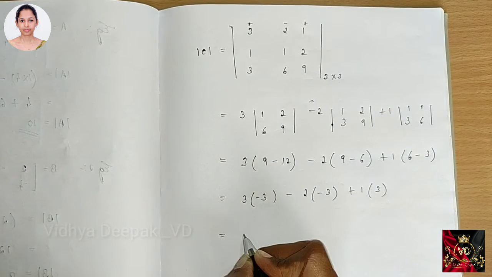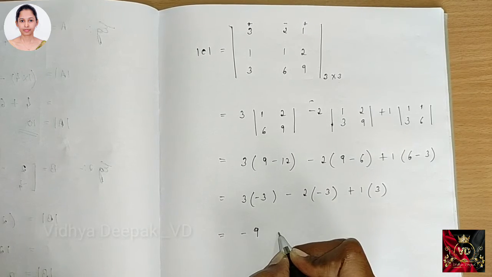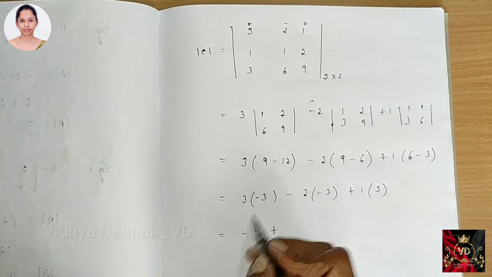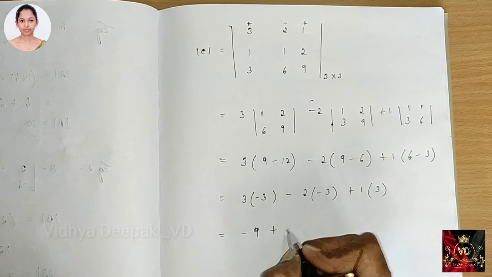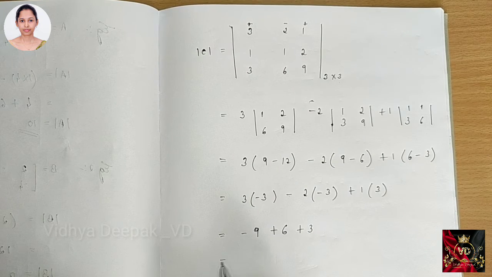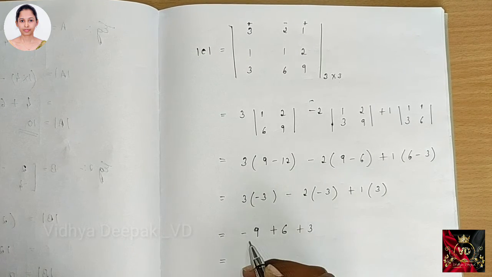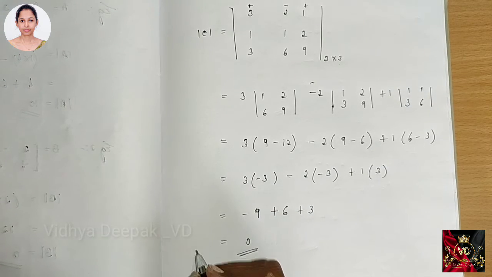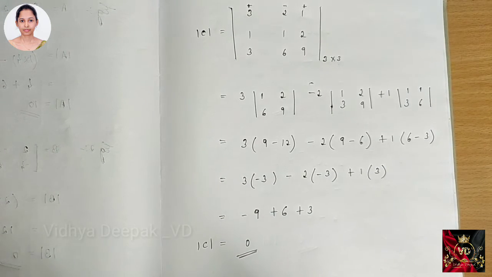Here it's minus into plus minus, 3 3s are 9, minus into minus plus, 2 3s are 6, plus 3 1s are 3. So this is 6 plus 3, 9, again plus 9 minus 9 becomes 0. So our determinant of C is nothing but 0.